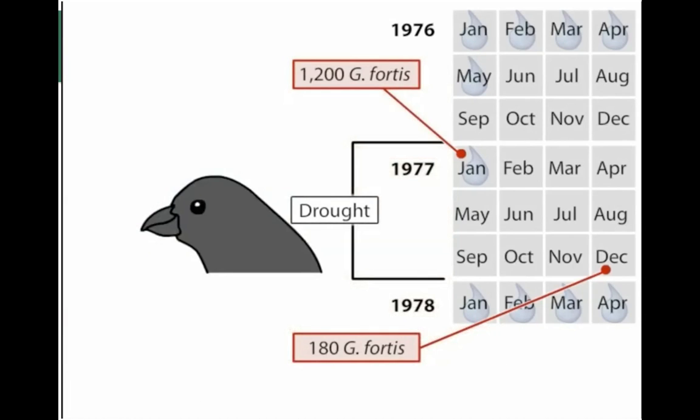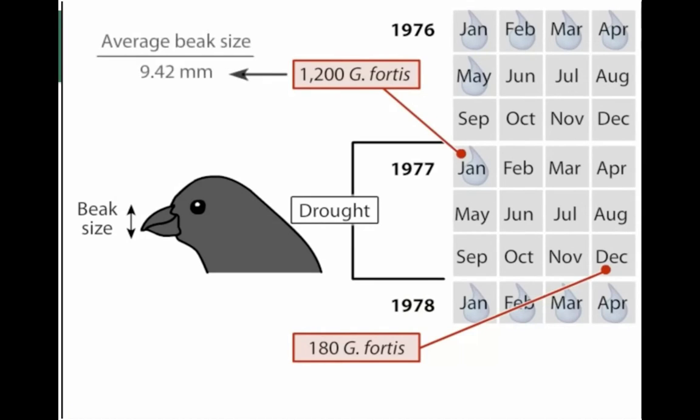Medium ground finches with large beaks survived the drought better than others in the population. Before the drought, the finch population had an average beak size of 9.42 millimeters. However, the drought survivors had an average beak size of 9.96 millimeters.